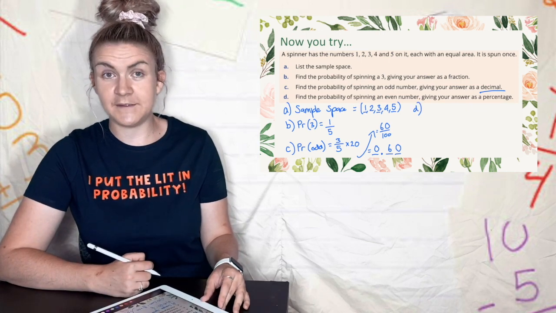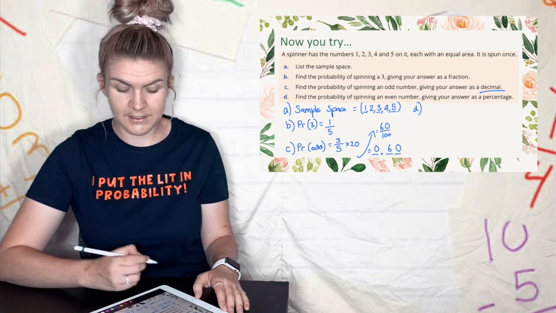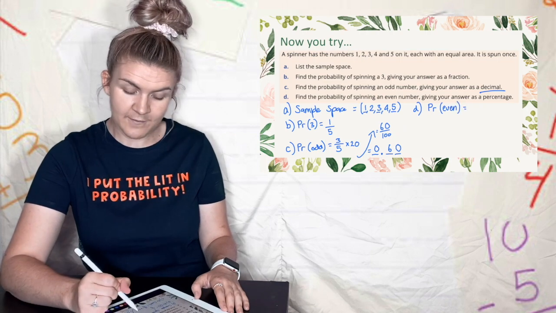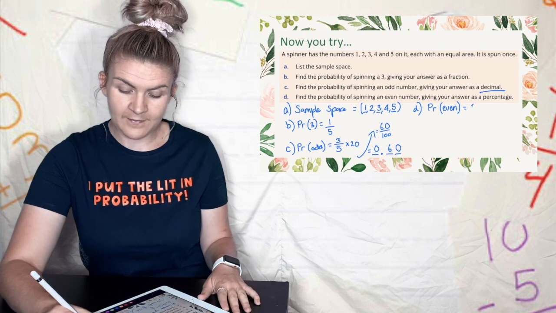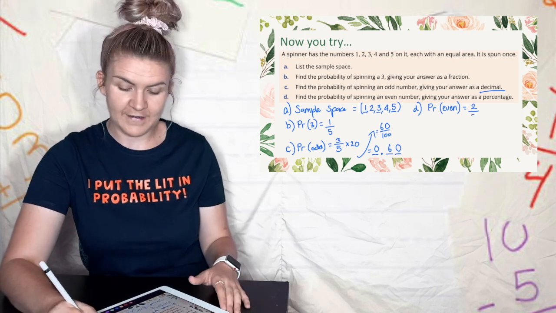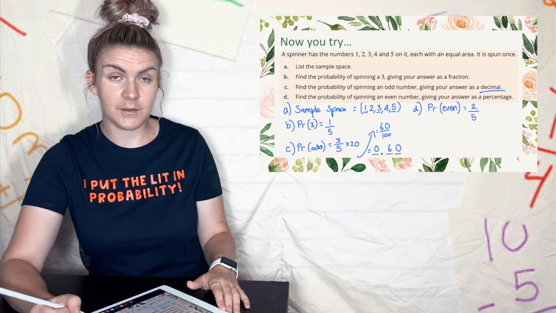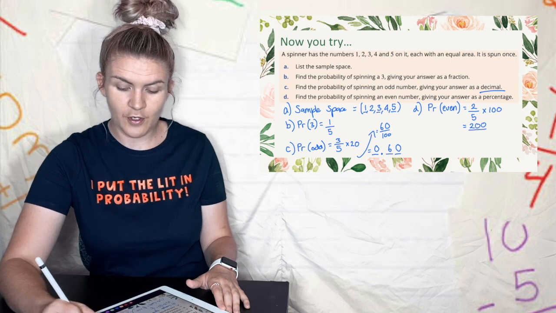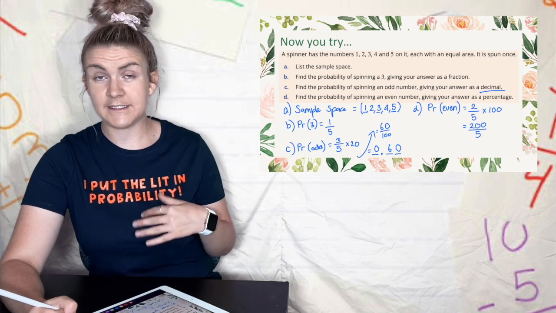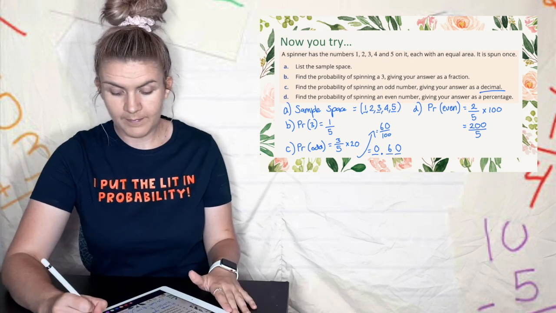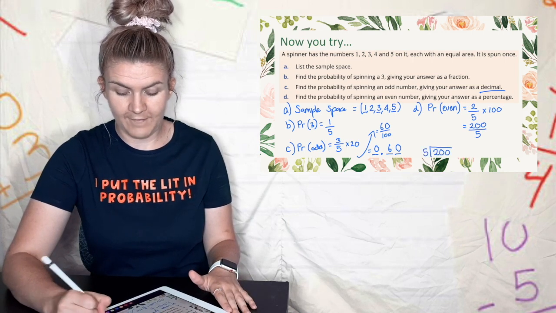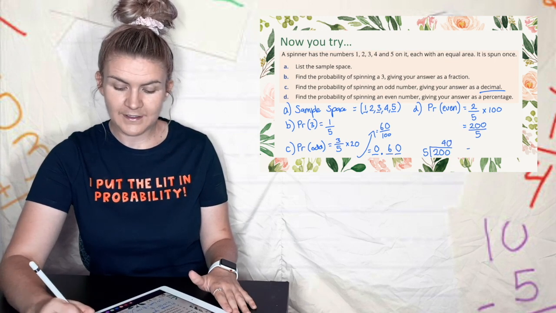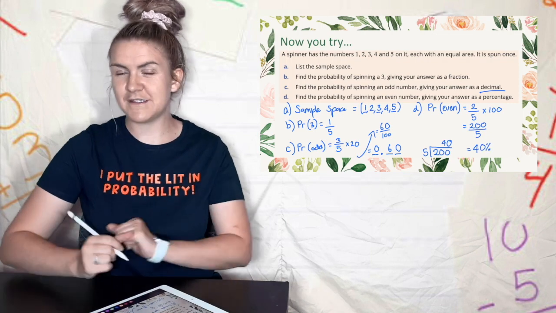And lastly, D. Find the probability of spinning an even number, giving your answer as a percentage. So I'm going probability, and this time it's even, equals. Now the even, I've only got two options, the 2 and the 4. That's 2, and it's still a total of 5 options. I want to turn it into a percentage, so I'm timesing by 100. This gives me 200 over 5. I'm going to say how many times does 5 go into 200, or basically 200 divided by 5. 5 into 20 goes 4, 5 into 0 goes 0, giving me 40%. Mustn't forget that percent sign.